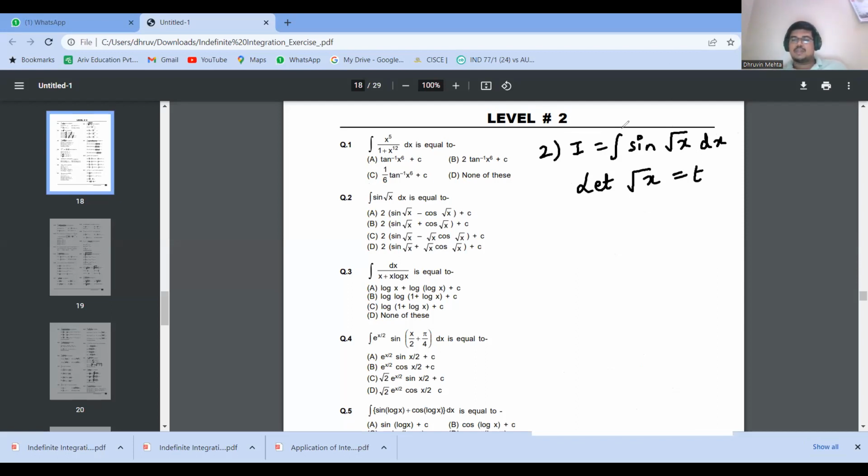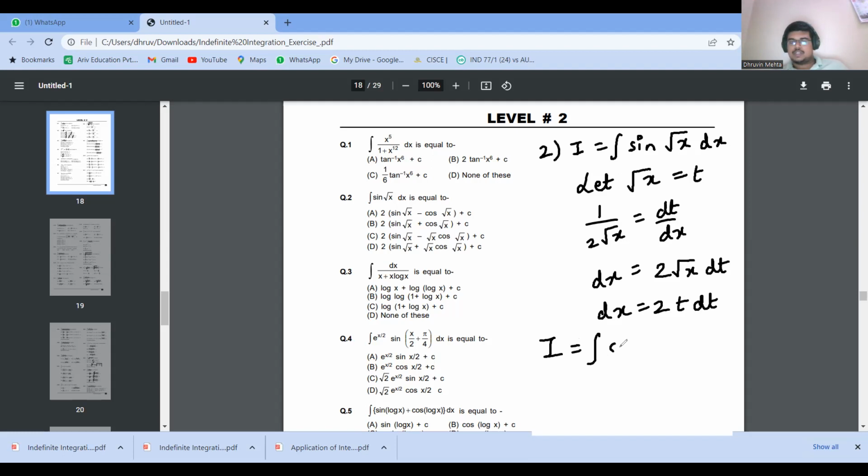Now what is the derivative of root x? 1 by 2. So 1 by 2 root x will be dt by dx. So when you cross multiply, dx will be 2 root x dt. And what is root x, guys? But what is root x? T. The root x is t. So this will be 2t dt. So the question is sine of t into 2t dt. Are you following this, Arush? Yeah. So if we take 2 outside, this is basically integration of t sine t.